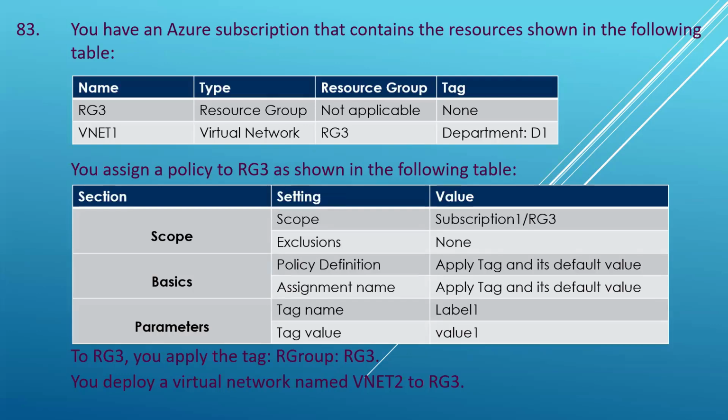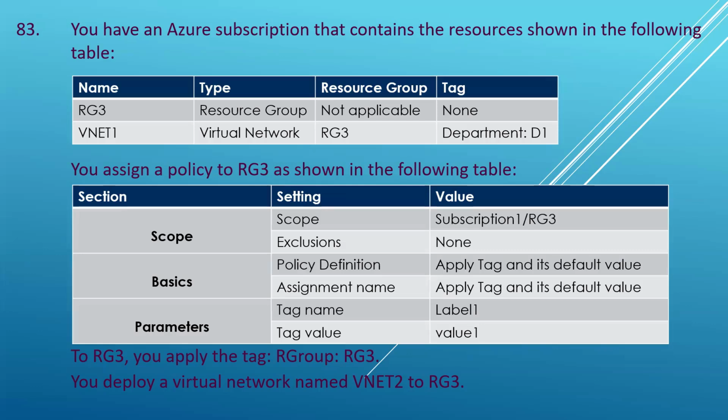And then there are some tags defined. The resource group doesn't have any tag, but VNet1 has an existing tag called department D1. And obviously RG3 is not a member of any resource group and VNet1 belongs to the RG3 resource group. Now you need to assign a policy to RG3 as shown in the following table.